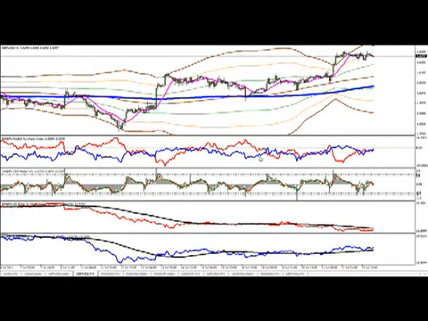Step number 3 in our template is who's in control. So in this example, the red is the dollar and the blue line is the pound. And so we're simply looking to see who's on top, who's in control. So in the pound dollar, when the dollar is in control, the currency pair goes down. When the pound is in control, the currency pair goes up.